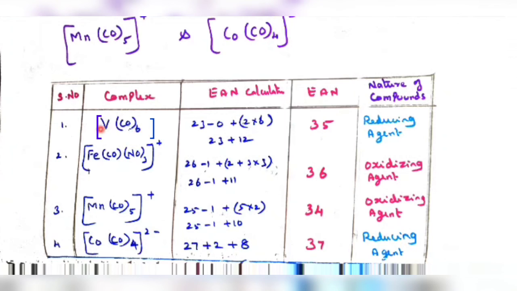This has 23 as the atomic number and 0 valency. It is 23 minus 0. Carbonyl is a unidentate, so 2 into 6, 12. We are getting 35, a reducing agent. And here iron atomic number is 26. The oxidation state is -1. So here this is CO, this is +2. And nitrosyl, I already told you, donates 3 electrons. So 3 into 3, 11, we are getting 36.